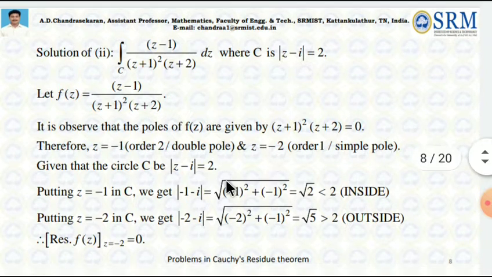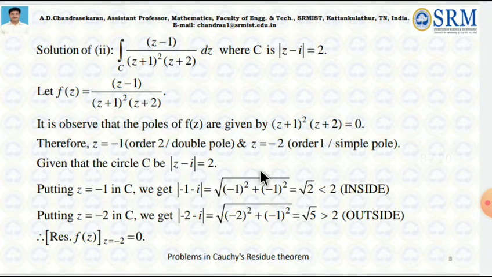At the same time, substitute z equal to minus 2 in the given C, |z - i| = 2. In the place of z equal to minus 2, I found that the answer is root of (-2) squared plus (-1) squared, which is nothing but root of 5. Root of 5 is approximately 2.236. So it is greater than 2. That means this point lies outside. This pole lies outside.